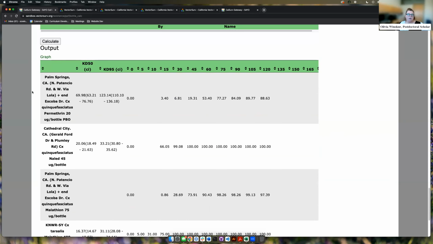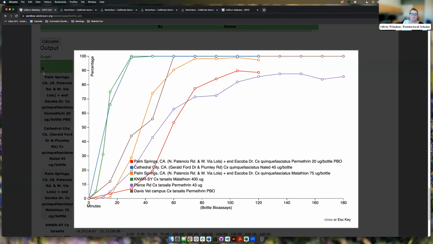So our output is again a sort of spreadsheet style. It's telling us the mean knockdown at 50, or sorry, the time at which 50% of the mosquitoes were knocked down, and then 95, and then what that looks like over time. You can also view this on a graph, which is a lot easier to read, and you'll recognize this graph looks really similar to what we saw on VectorSurf maps for our resistance map.